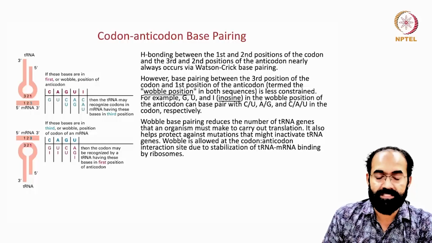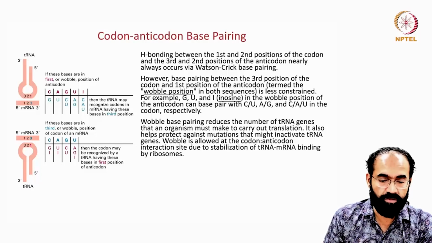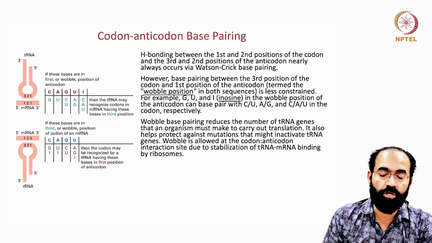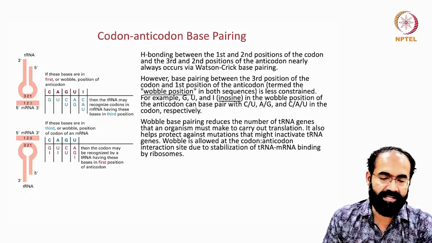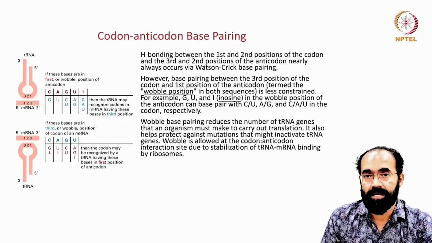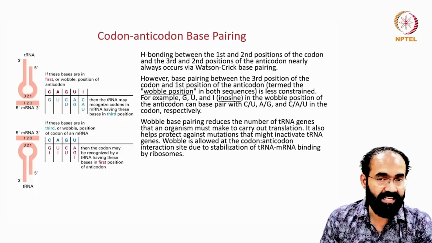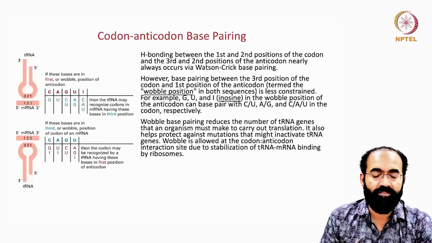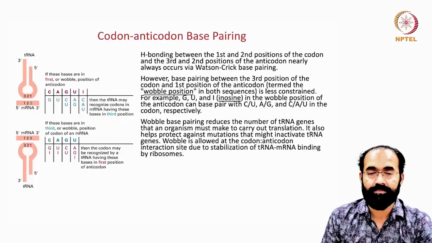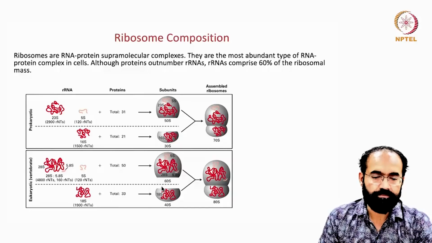So 1, 2, 3 is the codon base, first base, second base and third base of the codon, and this is the tRNA anticodon, first base, second base and third base. So remember, the first base of the codon pairs with the third base of the anticodon, and so on and so forth, and the third base of the codon pairs with the first base of the anticodon. You can see here that this pairing is always followed stringently at the first base and the second base, whereas the third base is the wobble position.